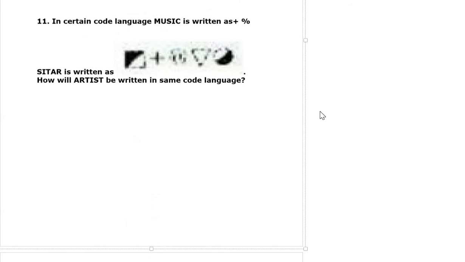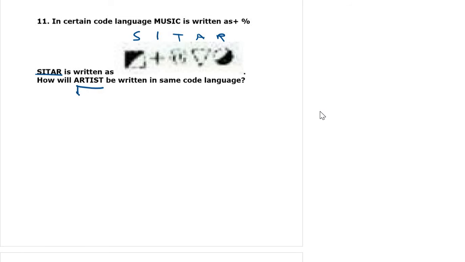Next question, the 11th one. Letter to symbol. Okay, so sitar is written like this. How is artist written? All the letters are here: A-R-T-I-S-T, S-I-T-A-R. Only 5 letters are used, and some more words are made. So this one is sitar, S-I-T-A-R. We need artist.